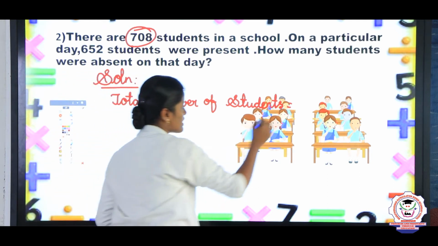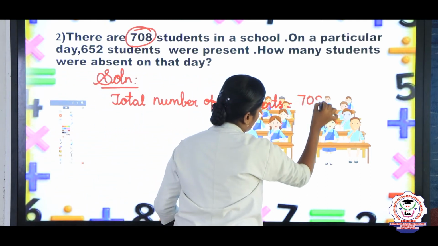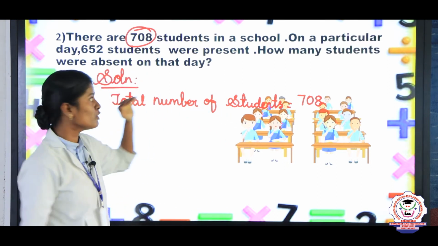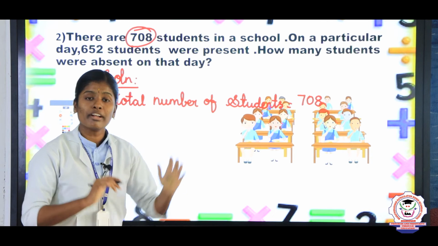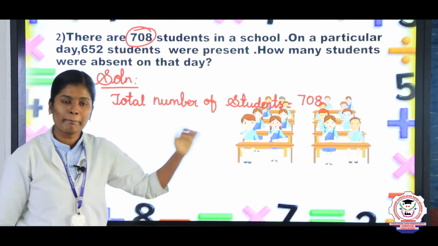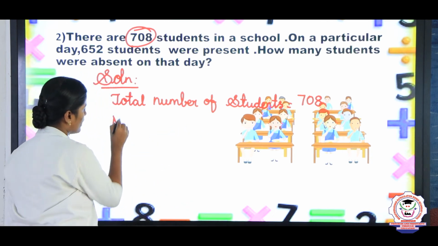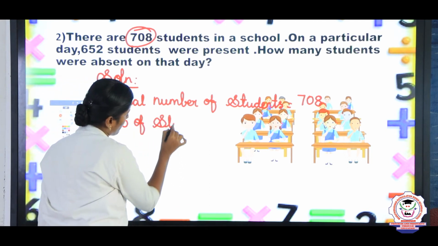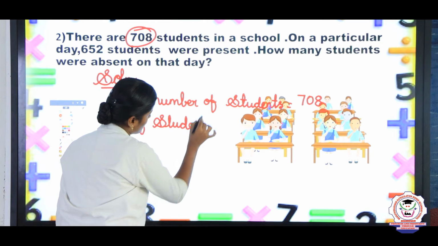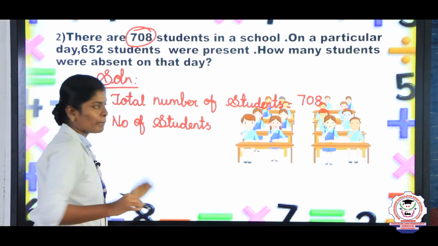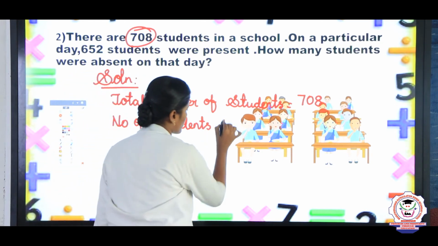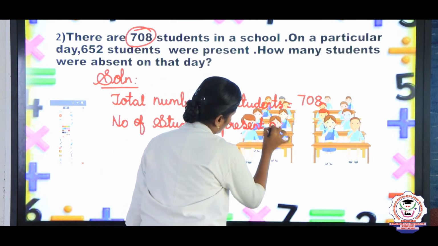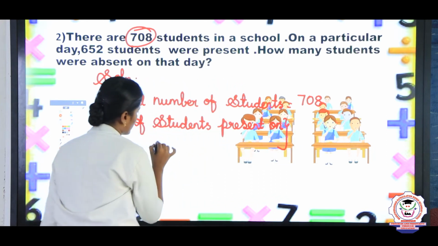So write here 708. Next one is, on a particular day 652 students were present. So write here number of students present on a particular day.